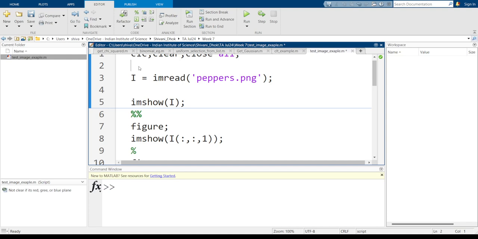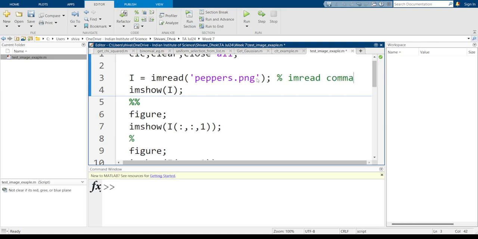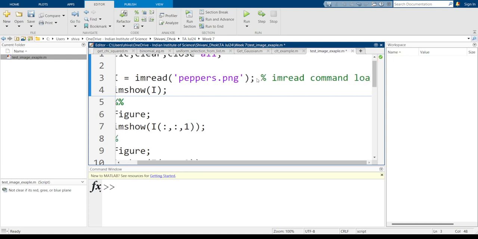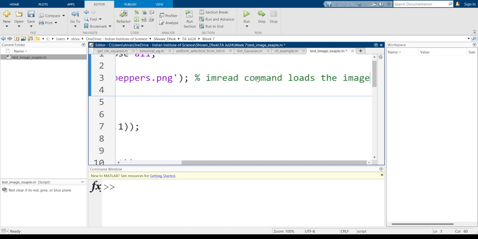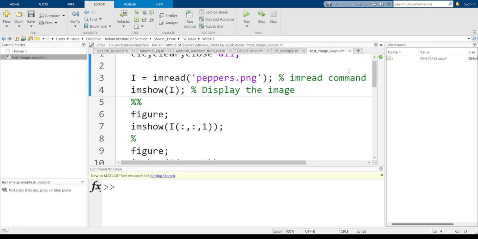So for that, let me just load this image. This imread loads the image, and this imshow command displays the image. Okay, so if I run this, this is the image that we are having here. This is the peppers image that we have built in.